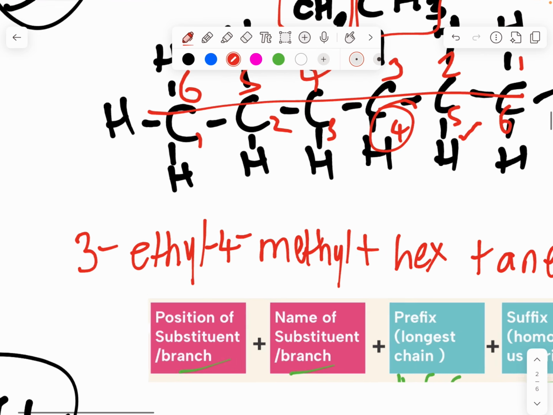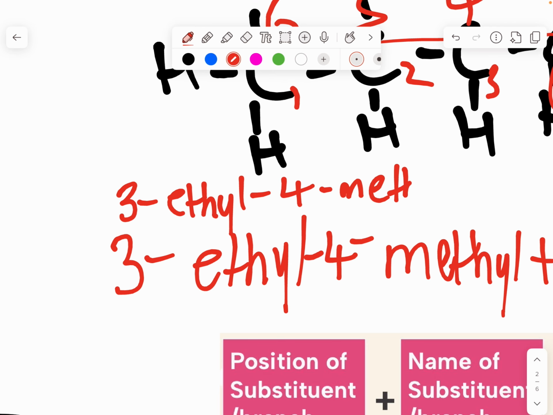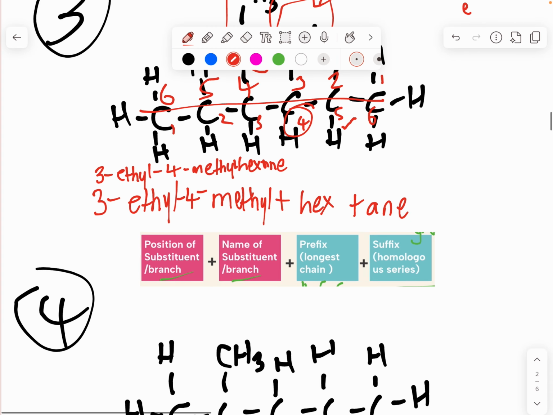I'll just write out the full name for this one. So it's 3 ethyl. And I love these because looking at it, you'd think, oh, it's very complicated. But once you look at the structure and you understand what's going on here, then it's not that complicated. All right, so this is our name. Remember your dashes.